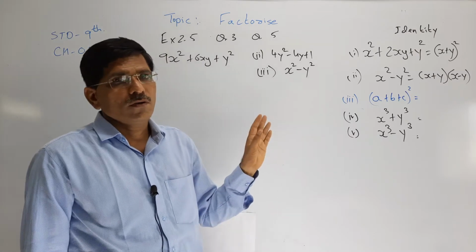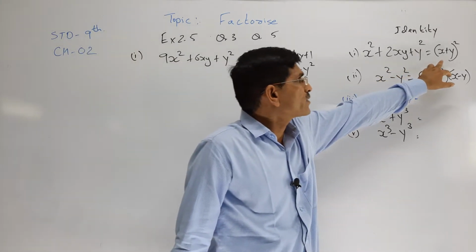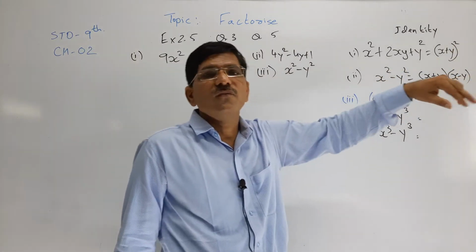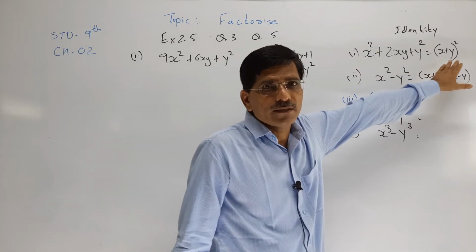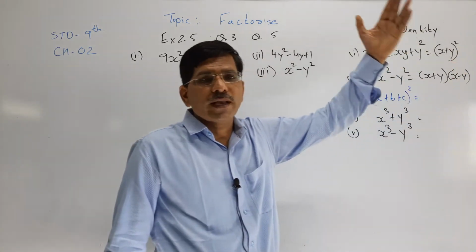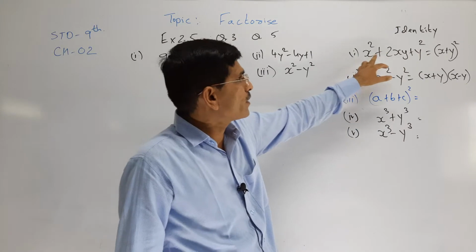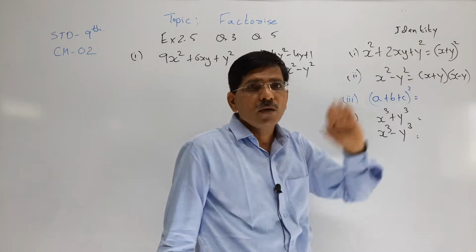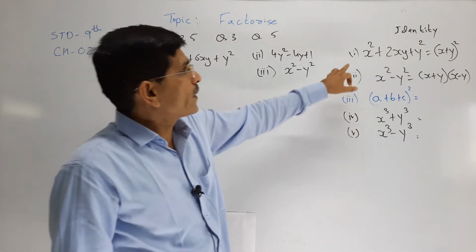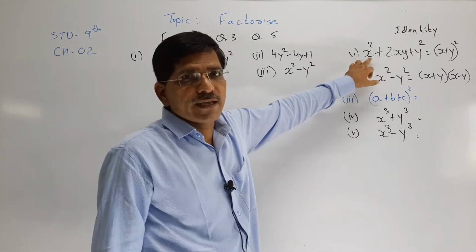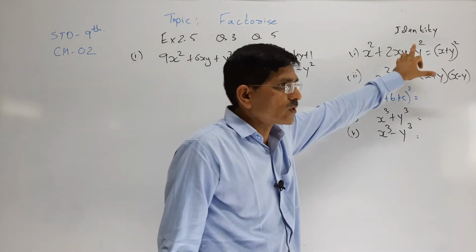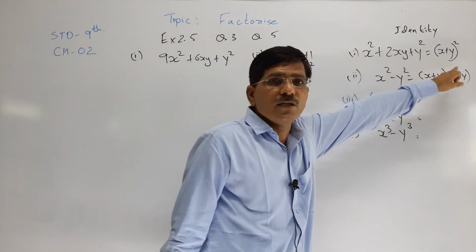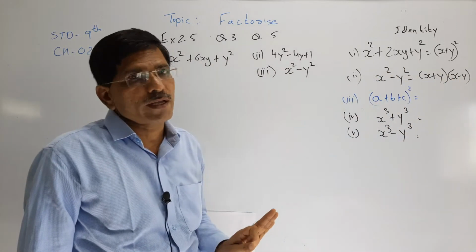We have already cleared x plus y whole squared. If we open it, or expand it, we get the answer x square plus 2xy plus y square. But factorize means the question is given as the identity x square plus 2xy plus y square, and we have to convert the answer into x plus y whole squared.